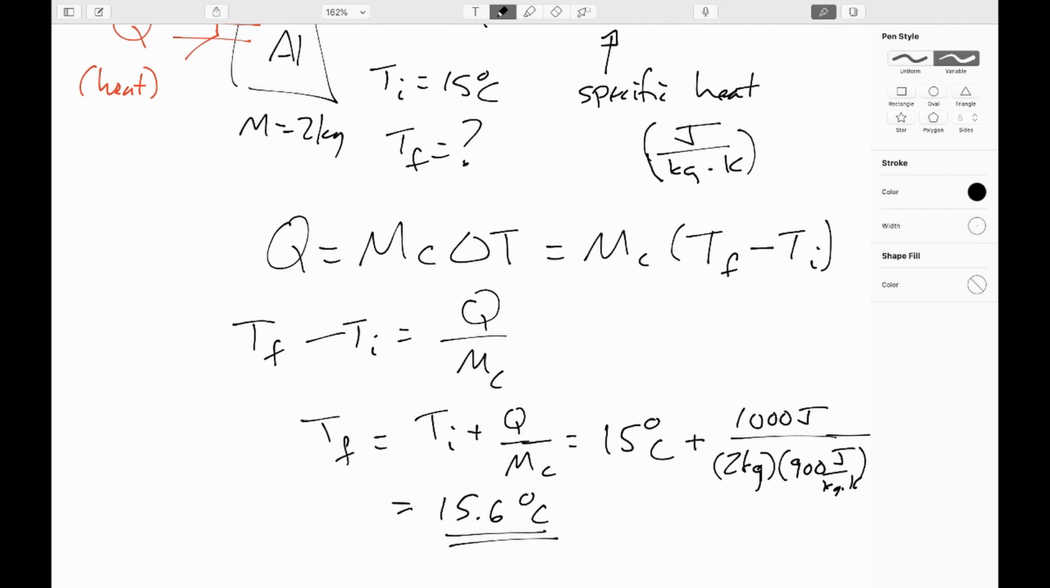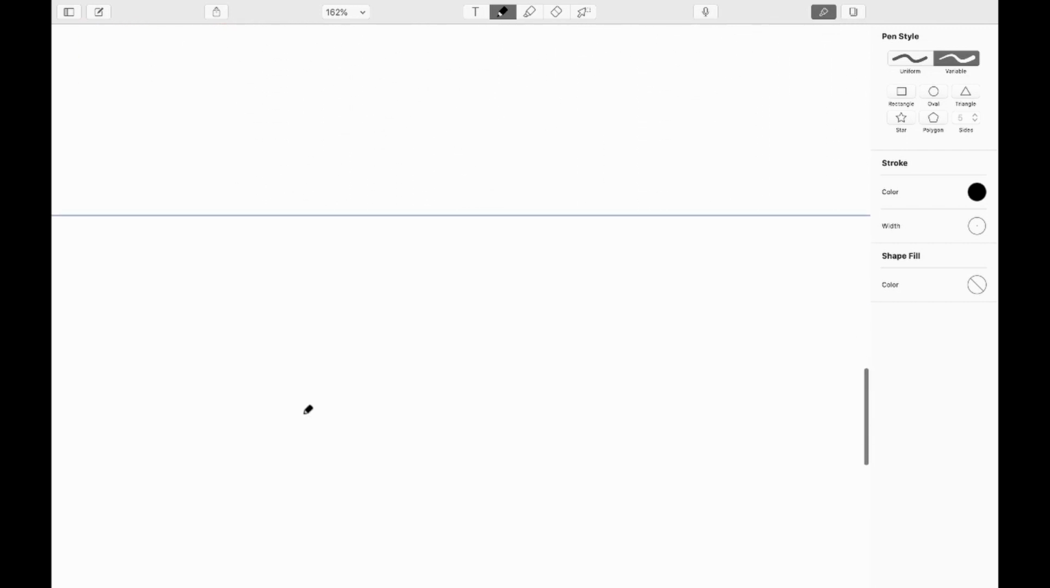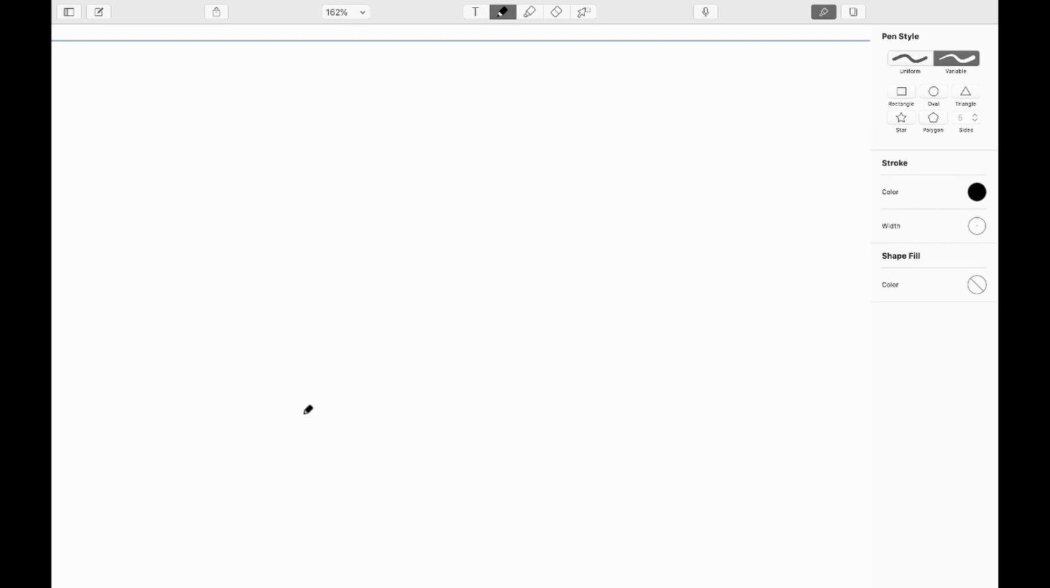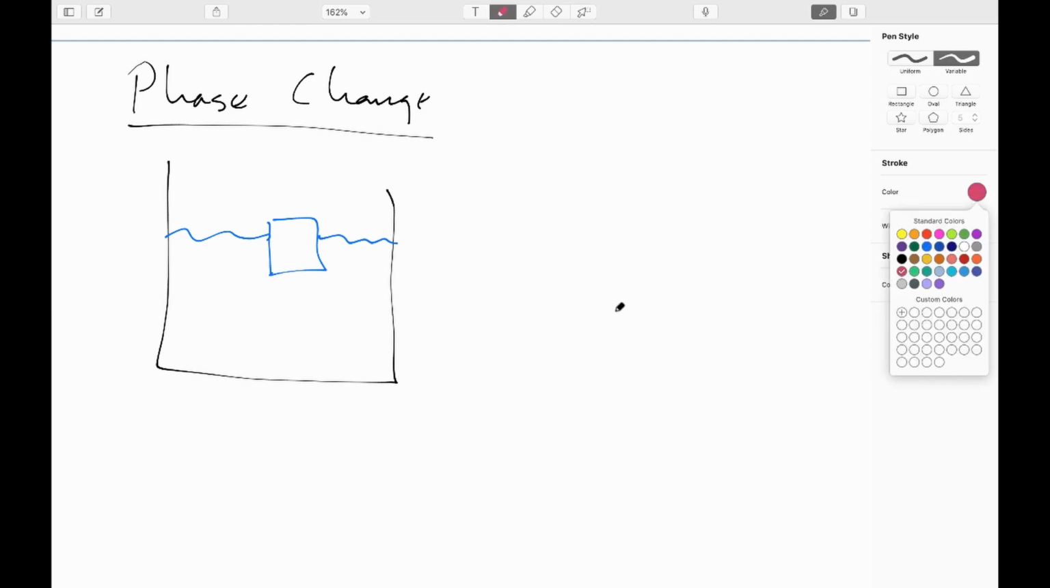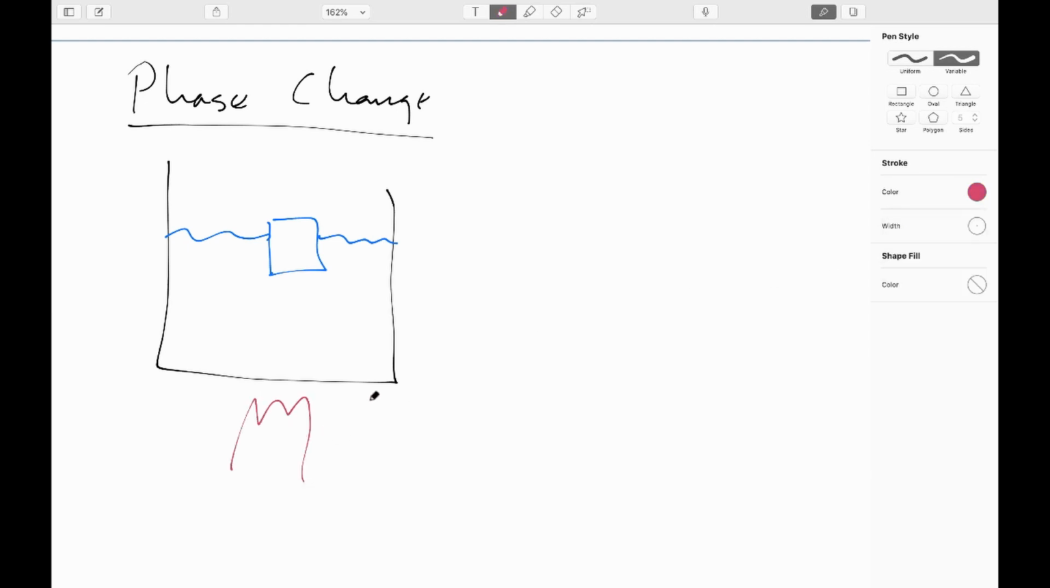All right. Now let's think about what happens instead when you're changing a phase. So when you have a phase change, let's look at melting as an example. So I've got myself a glass of water, and I'm floating an ice cube in that glass of water. And let's just say I go ahead and I start running a Bunsen burner underneath it. So we're transferring heat into the system.